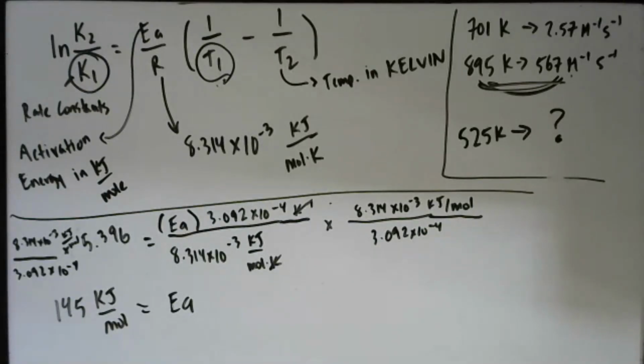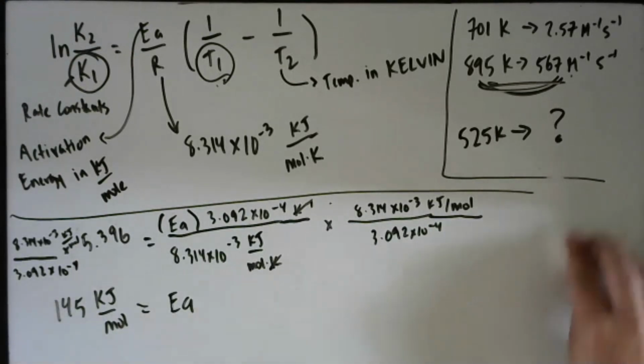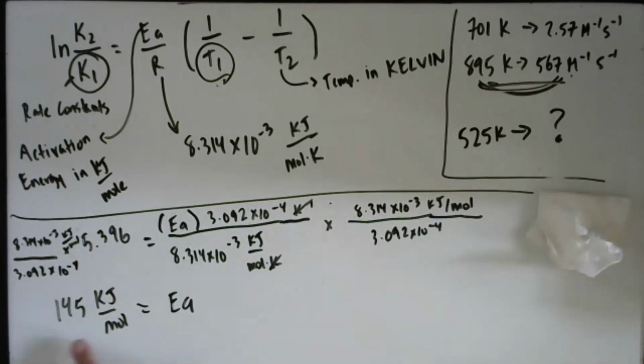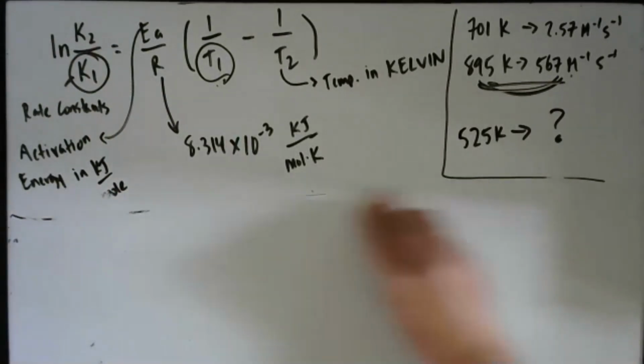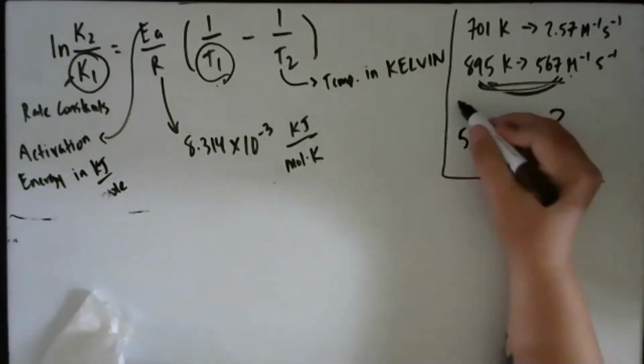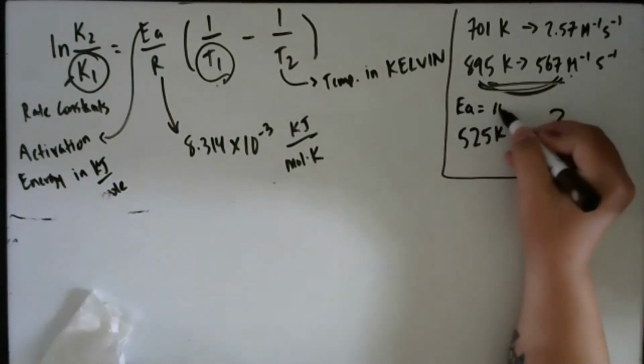Now, we're going to pretty much approach this the same way. It's just that now we have an activation energy and we're going to be missing one of these K values. So I should write that in here. I'll write the activation energy before I forget it.